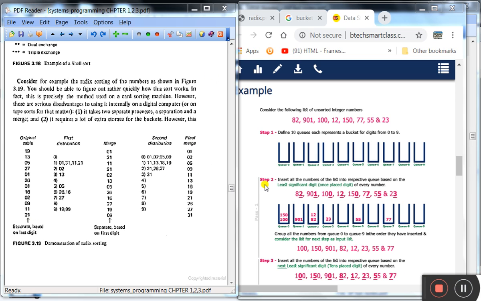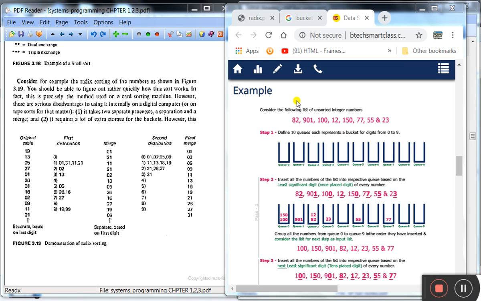Now let us have a look at the example which we discussed in the class. So this is the example we had taken. These are decimal numbers, and in the first step we created 10 buckets, because these are decimal numbers and the base is 10. That's why we have taken 10 buckets. In step 2, we take these elements and check the least significant digit of the numbers, and based on that we distribute the elements into the buckets. After distributing, we have to merge those elements.